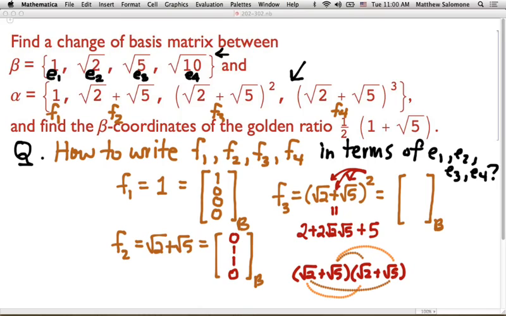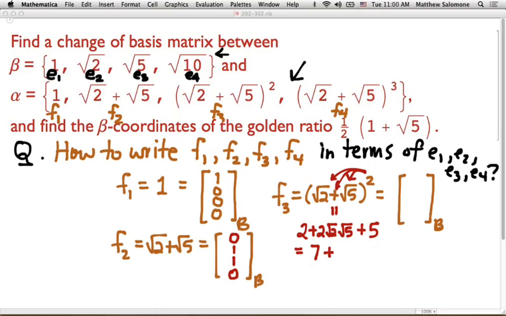So when I multiply out this square, what I get is 2 plus 5, so 7, plus 2 times the square root of 2 times the square root of 5. So 7 plus 2 radical 10. What does that look like in coordinates with respect to the b basis? 0, 0, 0, 2. So I have a 2 in my square root of 10 component. Where does that 7 go? Oh, to the top. Yeah, there we go. So there's the coordinates of f3 with respect to the b basis.